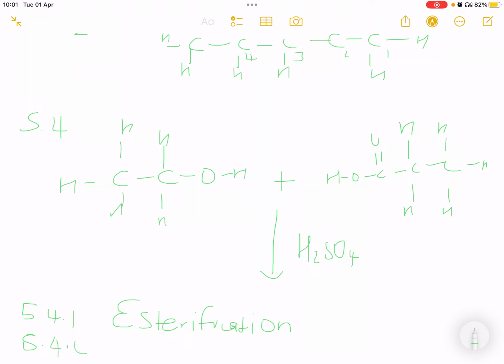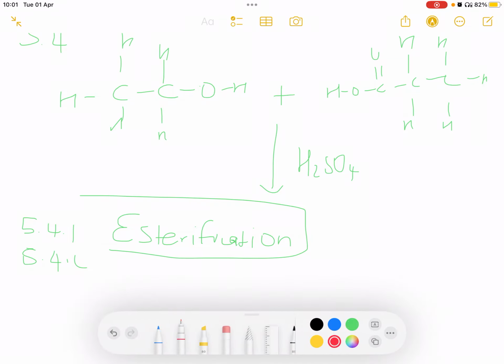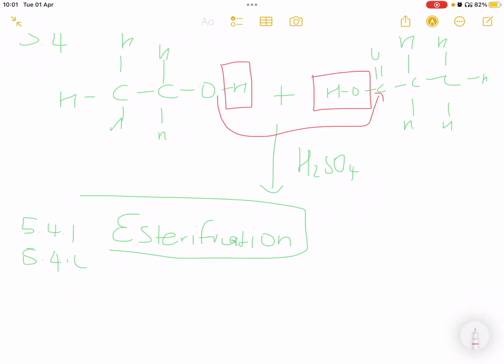5.4.2 is asking us to write down the structural formula of the compound that is formed. They don't want the organic compound because you get 2 products. So when these 2 react, I've always highlighted that we're going to remove H from here and OH from here. And then the bond that was at O is going to come and bond here, so that our final product is going to look like this.